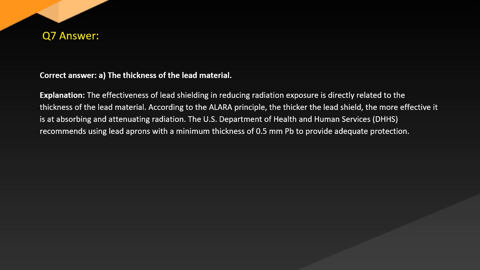Answer. Correct answer. A. The thickness of the lead material. Explanation. The effectiveness of lead shielding in reducing radiation exposure is directly related to the thickness of the lead material. According to the ALARA principle, the thicker the lead shield, the more effective it is at absorbing and attenuating radiation. The U.S. Department of Health and Human Services recommends using lead aprons with a minimum thickness of 0.5 mm to provide adequate protection.